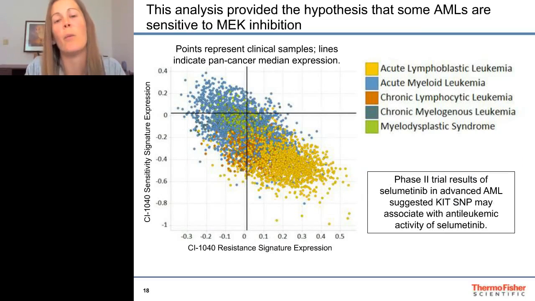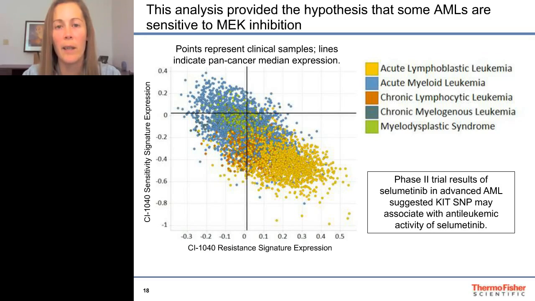I'd like to provide for you one more hypothetical example of, again, if we had a client that came to us that wanted to use CI-1040 now in leukemias. So again, now I've filtered down the Uber database to just show leukemias, and now I'm coloring by subtype of leukemias. And again, just as a reminder, I have the sensitivity signature on the y-axis and the resistance signature on the x-axis. So again, just looking quickly at this plot, within the upper left-hand quadrant, we have a majority of acute myeloid leukemias.